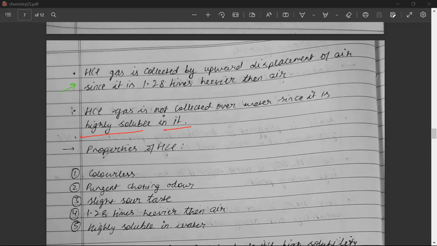Now, properties of HCl are: it is colorless, it has a pungent choking odor, it has a slight sour taste, it is 1.28 times heavier than air. You don't need to remember the exact decimal number, you only have to remember that it is heavier than air. And it is highly soluble in water. Okay, so let's move on.